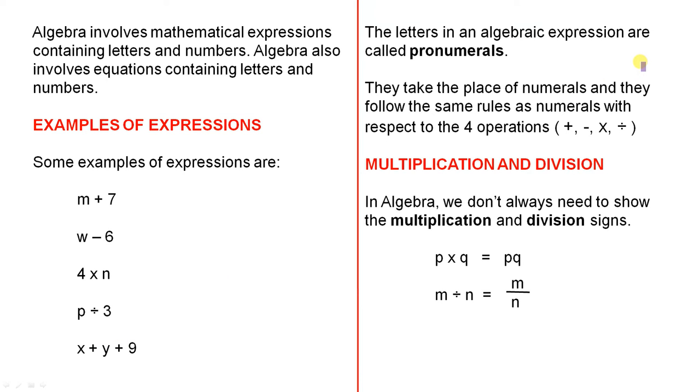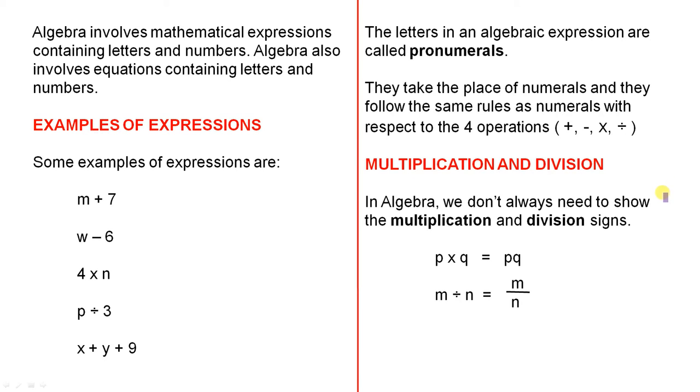So the letters in an algebraic expression are called pronumerals. They take the place of numerals and they follow the same rules as numerals with respect to the four operations of addition, subtraction, multiplication and division. So the pronumerals follow exactly the same rules as numerals or numbers.